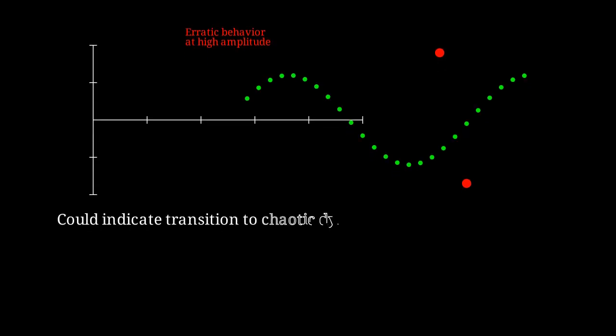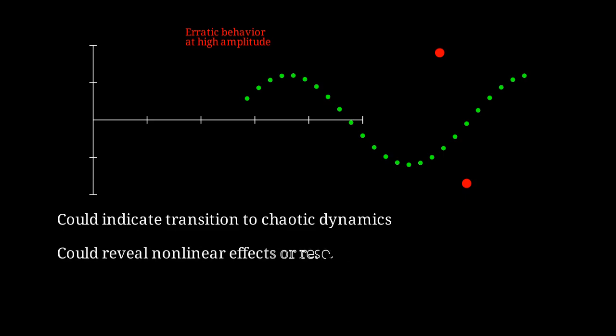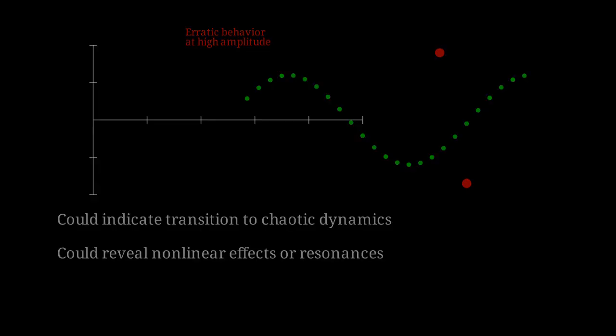These deviations could indicate your system is transitioning to chaotic dynamics. At certain parameters, even simple pendulums can exhibit sensitive dependence on initial conditions. Or they could reveal nonlinear effects, resonances, or coupling to other degrees of freedom. These are all genuine physical phenomena that would be invisible if you smoothed them away.